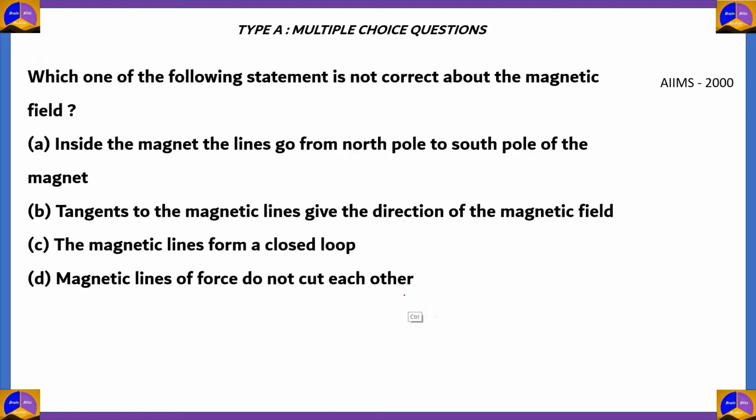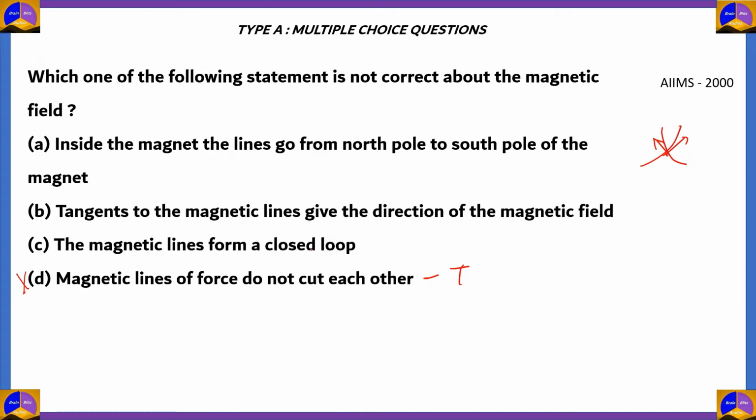Let's look at our options. Option D says magnetic lines of force do not cut each other. This statement is true, because if you try to keep two magnets close to each other, if they have the same poles, they try to repel. So this proves that magnetic lines of force do not cut each other, because if they did, they'd have two tangents, which means they'd have two directions for force, which is incorrect. So option D is incorrect because the statement here is true.